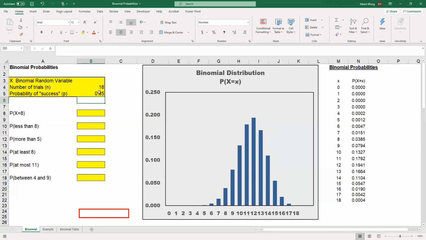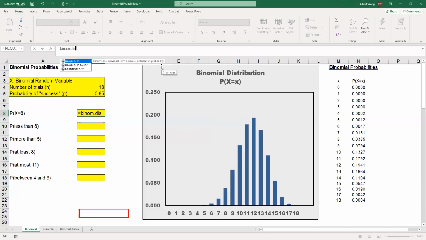Now, using this example, we would then be able to calculate the probability of x equal to a particular value when x is binomial. So for our first example, we want to calculate the probability of x equal to 8. So how do we do that in Excel? What we have to do is we say equal sign BINOM.DIST. So that is the Excel function that allows us to calculate the binomial probability, bracket.